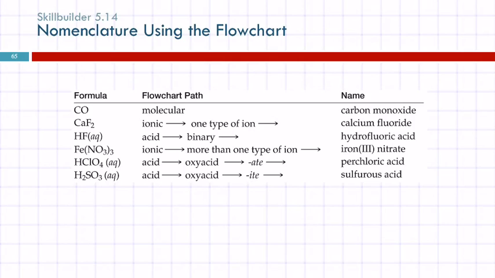This example in the textbook is trying to show you how would you go about using that flow chart to name specific things, like here, CO. So you'd recognize it's got 2 nonmetals, so you would pick the molecular path on the flow chart, and then you'd apply the prefixes, you end up with carbon monoxide.